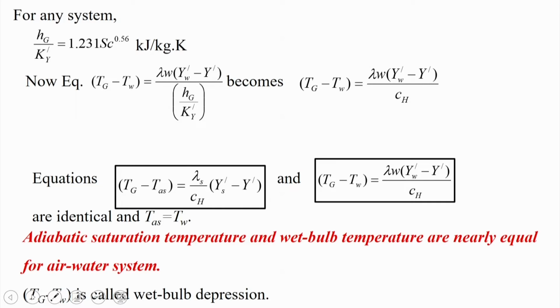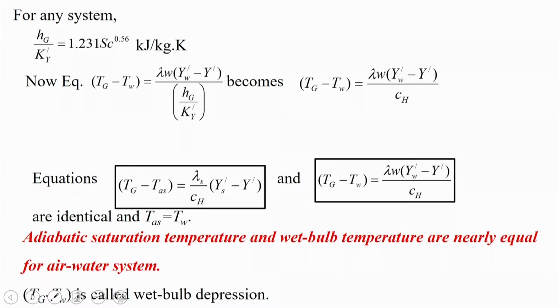Both the equations are now identical. Tg minus Tas is equal to lambda s by Ch into Ys prime minus Y prime, and Tg minus Tw is equal to lambda w into Yw prime minus Y prime by Ch. In both the equations you see Tas and Tw are equivalent, whereas Ys prime and Yw prime are both identical. So, we can say Tas is equal to Tw, or the adiabatic saturation temperature and wet bulb temperature are nearly equal for the air water system.